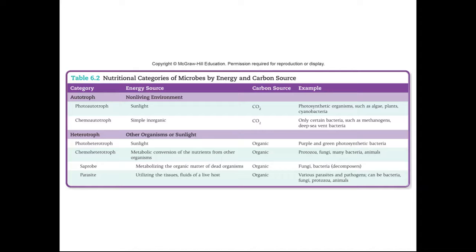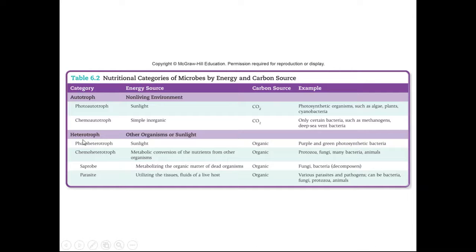So if we had a photoautotroph, that would be something that uses the sun and uses carbon dioxide from the atmosphere. If we had a chemoautotroph, this is going to be something that's pretty hard to find. These are typically going to be in deep sea vents. They were unknown until the 1970s. These are organisms that use an inorganic carbon source and get their energy from sulfur and nitrogen containing chemical compounds at the bottom of the ocean from deep sea volcanic vents.